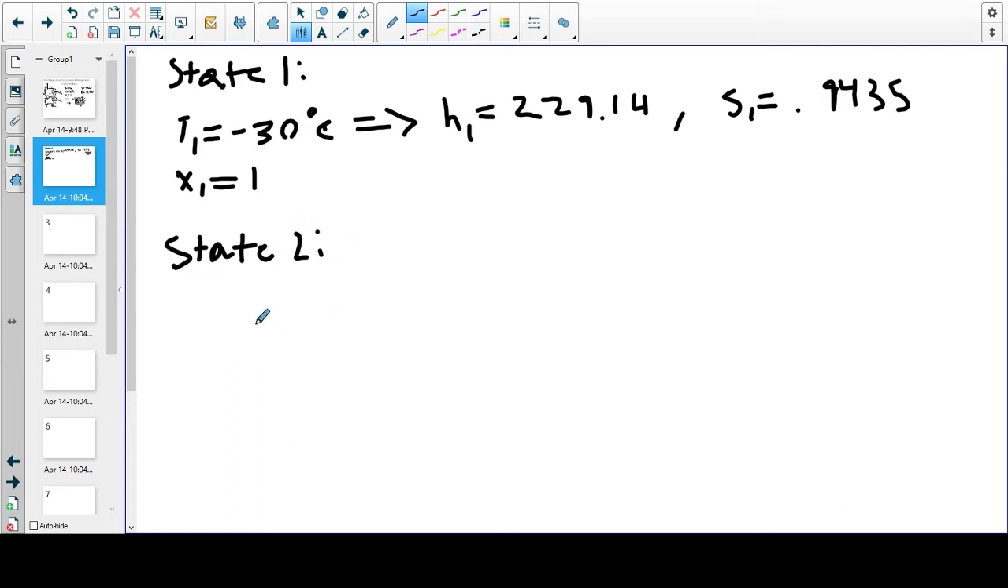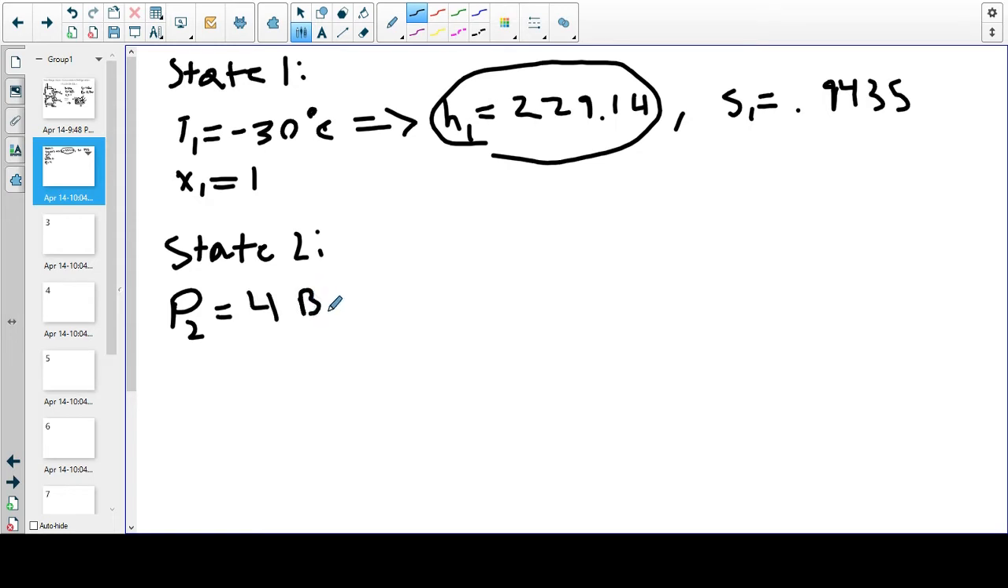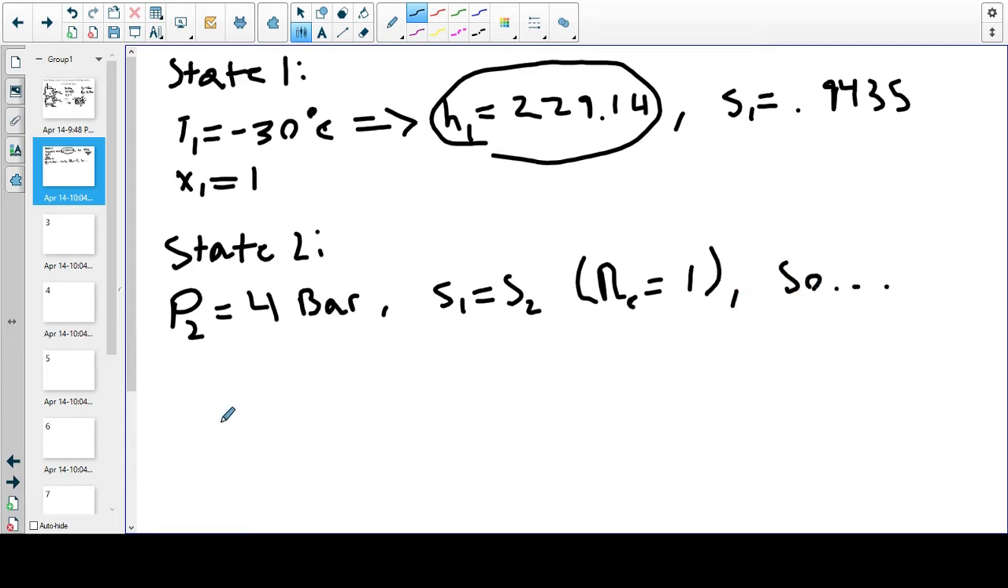Yeah, I'm trying to move through this one quick because this problem could be lengthy, as I'm sure you guys are aware. And so state 2, we know pressure 2 is equal to 4 bar. And S1 equals S2 because we are assuming isentropic operation of the compressor. As we have done, I don't know, 100 times before, we solve through the compressor using the perfect isentropic case. So S1 equals S2.